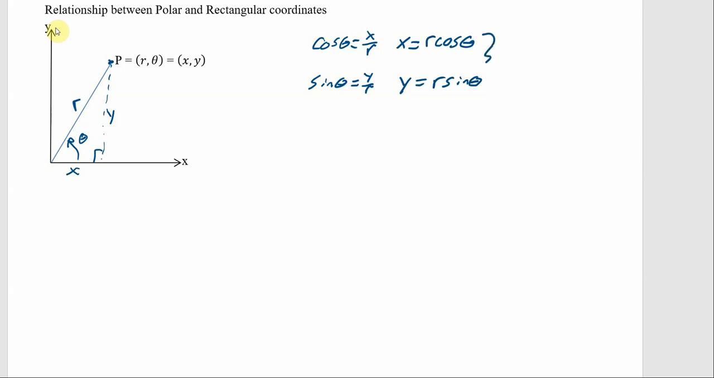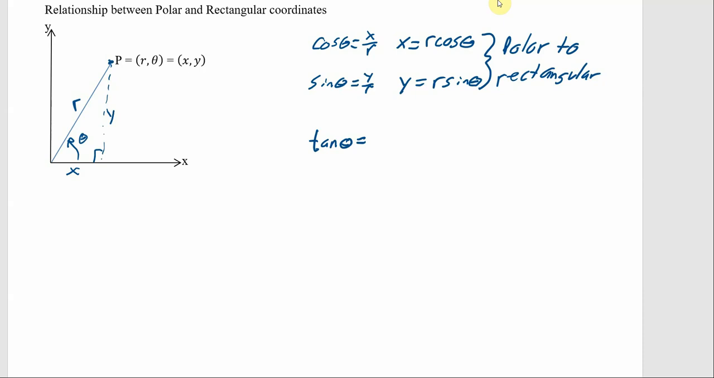This is all you need in order to convert polar to rectangular. And it's a pretty quick, easy conversion. You just substitute in your r and your cosine, you're going to come up with x, and r and your sine of theta, and you're going to come up with y.